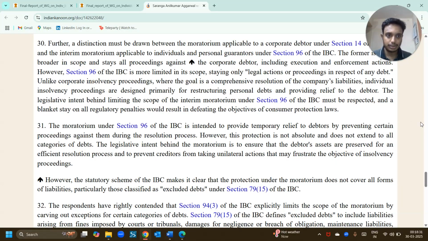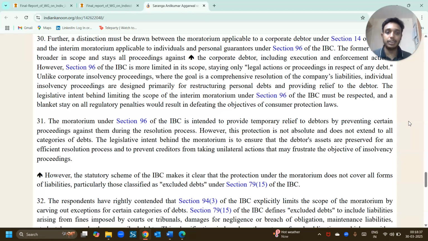Now coming back to the observations of the Honorable Court, the legislative intent behind limiting the scope of interim moratorium under section 96 must be respected, and a blanket stay on all regulatory penalties would result in defeating the objectives of consumer protection laws. Now although this observation is made in the particular context of the Consumer Protection Act, what needs to be understood here is quite simple, that the reason why the legislature has provided this interim moratorium is to ensure some sort of relief to the individual who is undergoing resolution process, to ensure that not all of his liabilities are piling up against him to his detriment and he is paralyzed and immobilized, right? There is some sort of breathing space that is required. Now this is the sole reason why interim moratorium has been provided.